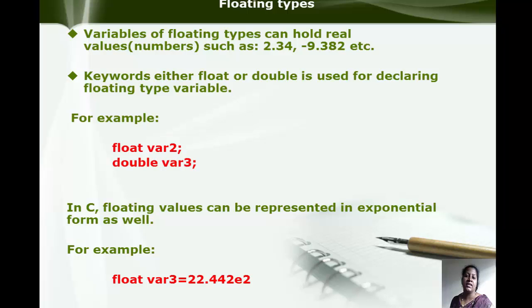To store these kinds of decimal numbers, we have two data types in C language. One is a float data type, another is called a double data type. In the first example, var2 is a variable of floating point data type. The second example, var3, is a variable of the type double. So these are the two data types in which you can store a decimal value in C.